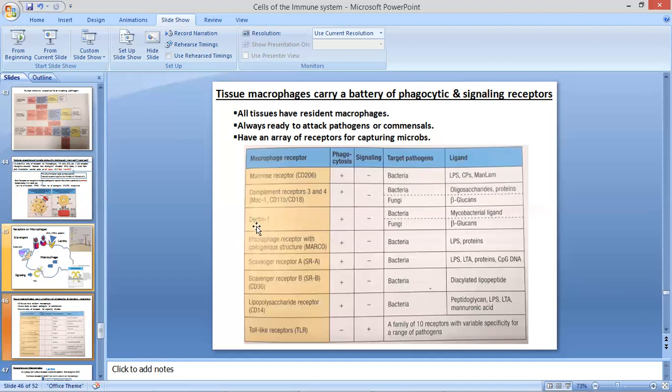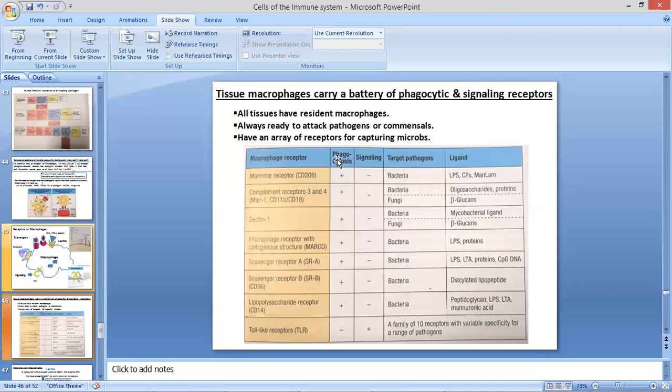The dectin receptor, which is a carbohydrate receptor, can also bind on the surface of bacteria and fungi. They can bind different carbohydrate moieties and help with phagocytosis or internalization of these microbes. Similar is the case with these scavenger receptors, scavenger receptor A or B, or the lipopolysaccharide receptors.